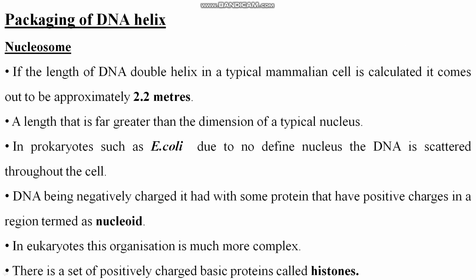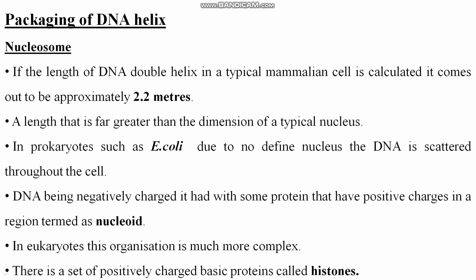So in case of prokaryotes like E. coli, there is no defined nucleus. DNA is scattered throughout the cell. As you know, in prokaryotes, a true nucleus is not found, right? So a false nucleus is found there. That is also called nucleoid.